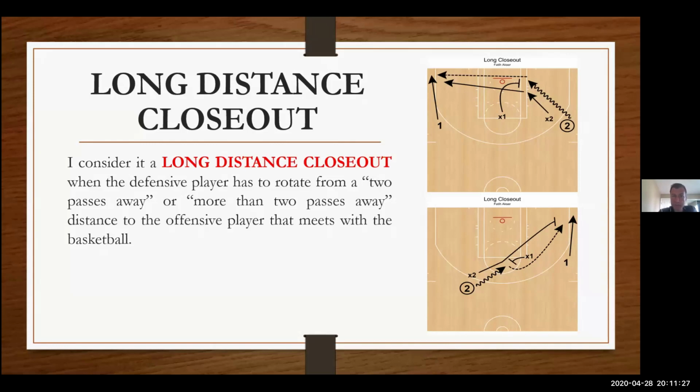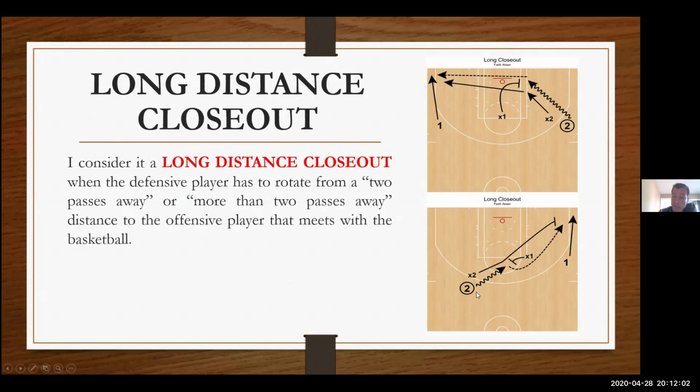Now long distance. Let me go to the long distance. What long distance means is when the defensive player has to rotate from 2 passes away or more than 2 passes away distance to the offensive player that meets with the ball. So in this situation, what we are looking for in the very first diagram, you see the offensive players attacking towards a baseline, bringing the weak side out towards the ball, and kicks out, and we have this long recovery. So 2 passes away or more than 2 passes away situation that we created with a baseline drive.